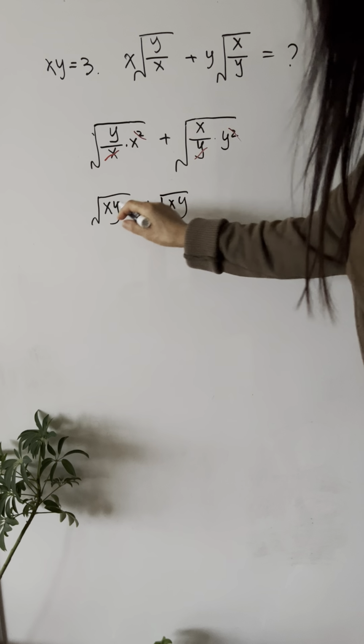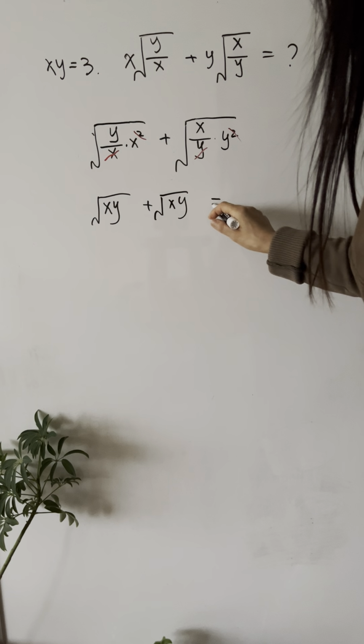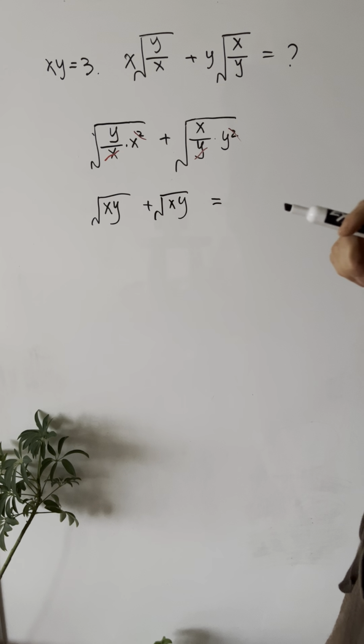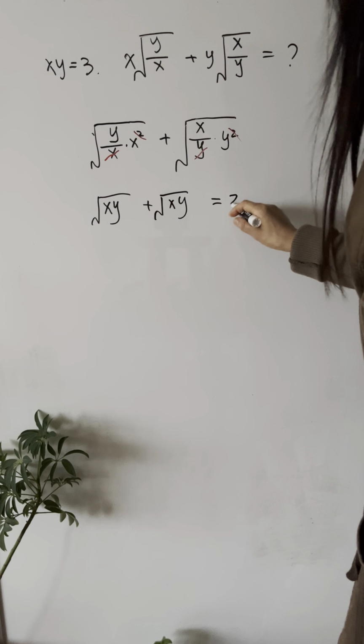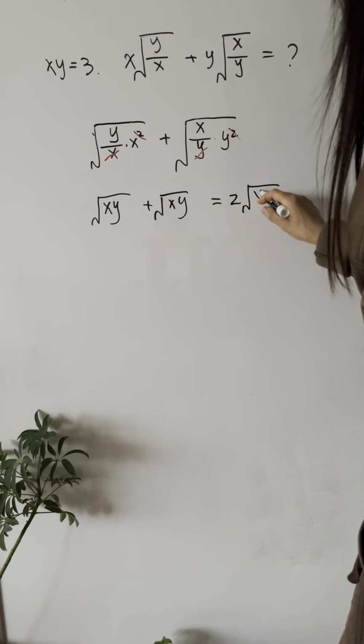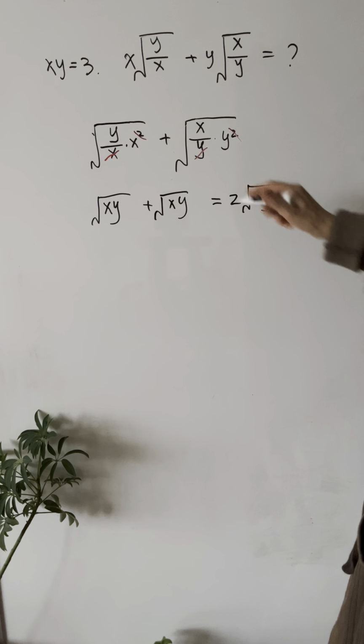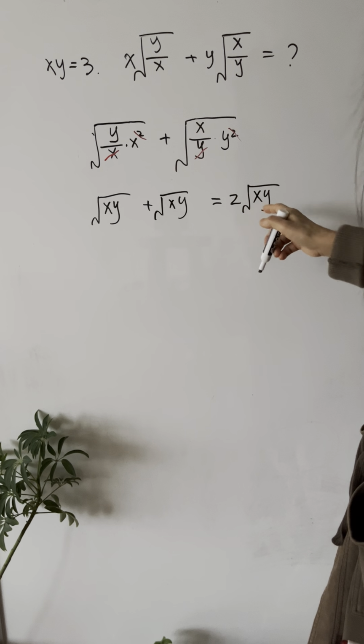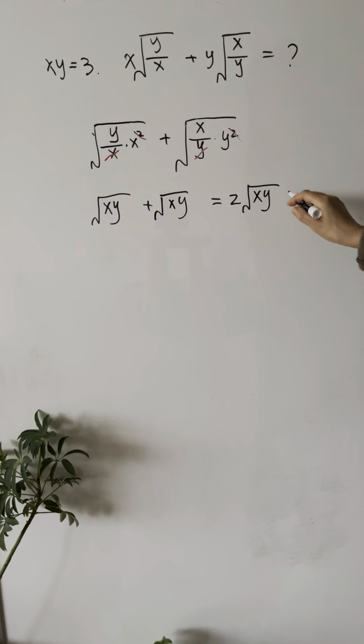So then if we add those two, we get 2 square root of xy. The square root of xy we know is 3. So that's 2 radical 3.